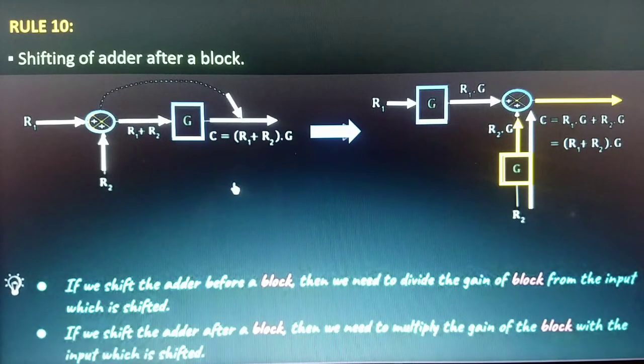So we can say that if we shift the adder before the block, then we need to divide the gain of the block from the input which is shifted. And if we shift the adder after the block, then we need to multiply the gain of the block with the input which is shifted. Like in this case, this input is being shifted as we're shifting the adder to the right of this block, and that is why we need to multiply the block gain in this path.